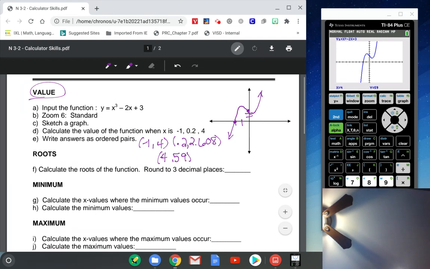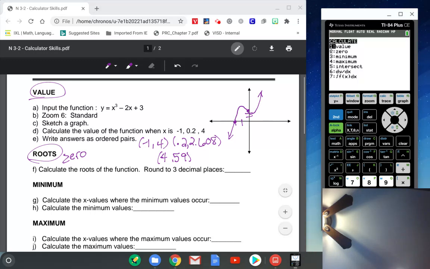All right, next we're going to talk about the roots menu. If you remember, the roots are the same as the zeros, or the x-intercepts, right? You go to the second calculate screen, and you're going to see zero. It doesn't say root, but zero is the same thing. So we're going to use that. You can either hit the number 2 or you could arrow down to zero and hit enter.